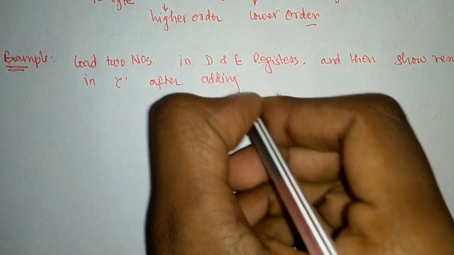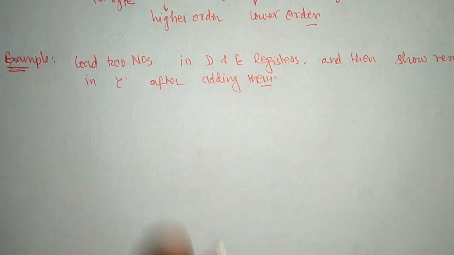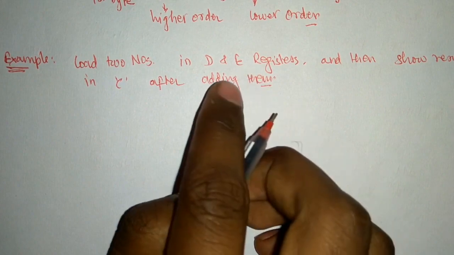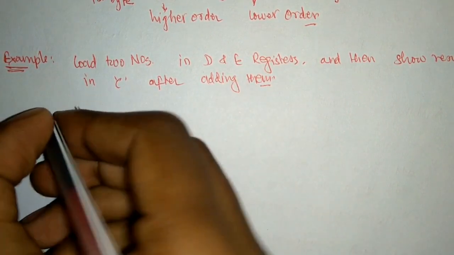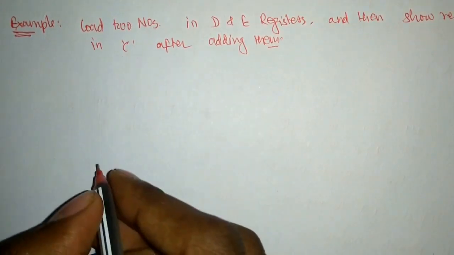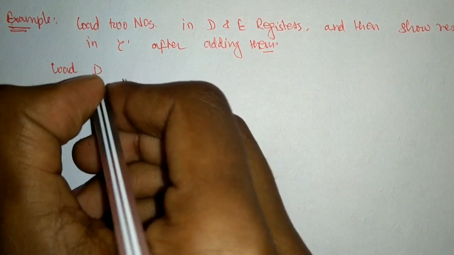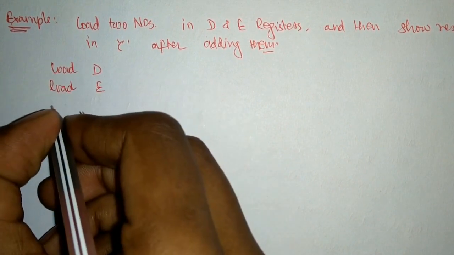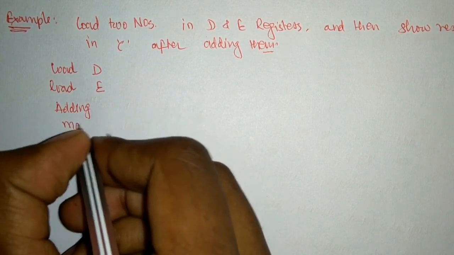Okay, so what is happening here basically, I want to have 2 numbers. I want to load 2 numbers in register D and register E, then I want to add them, and then I want to put them in C. Okay, so that is our sequence basically. First I will be loading in my D, then I will be loading in my E, then I will be adding them together, and then I will be moving them to C.